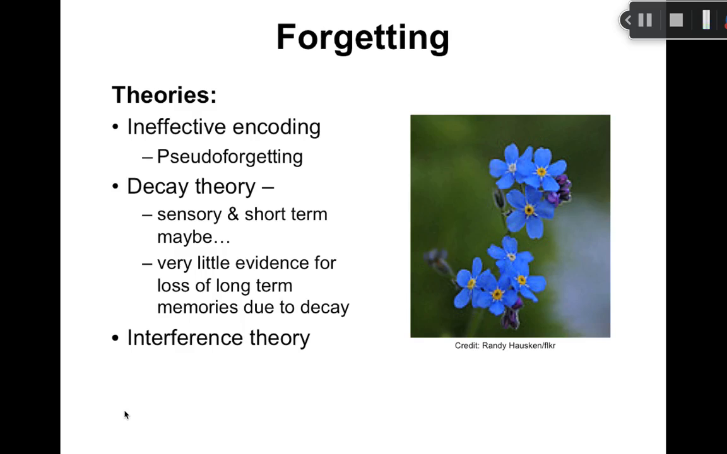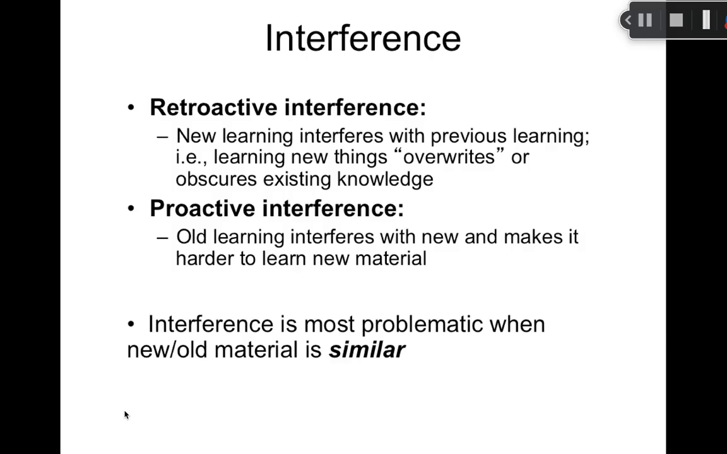The theory that is probably the strongest with respect to why we fail to retrieve information, why we forget, is interference theory. So there's a couple of different flavors of interference. We have retroactive interference and proactive interference. So think of retroactive interference as when new learning interferes with previous learning. We're always kind of in the state of learning. We're having new experiences, and those new experiences and new facts that we've learned get in the way of our recall of learning that we've done in the past. So that learning of new things overwrites or essentially obscures existing knowledge.